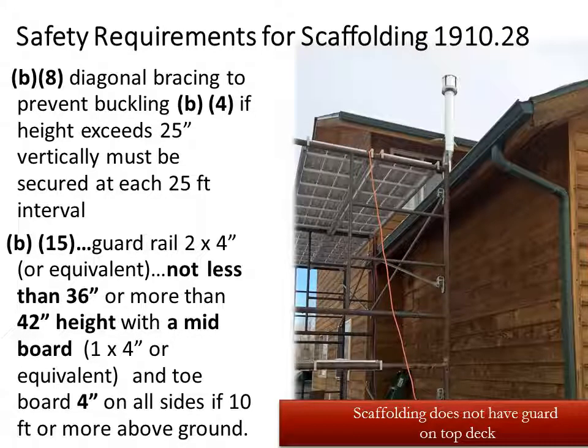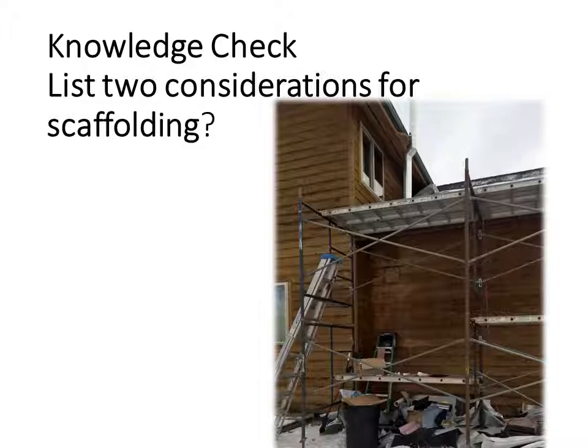So this is an example of where this scaffolding is greater than 10 feet tall. It does have the diagonal bracing, but there is no top railing around the scaffolding and there is no toe board around the scaffolding. Knowledge check. This picture lists two considerations for scaffolding, which also include our general requirements.